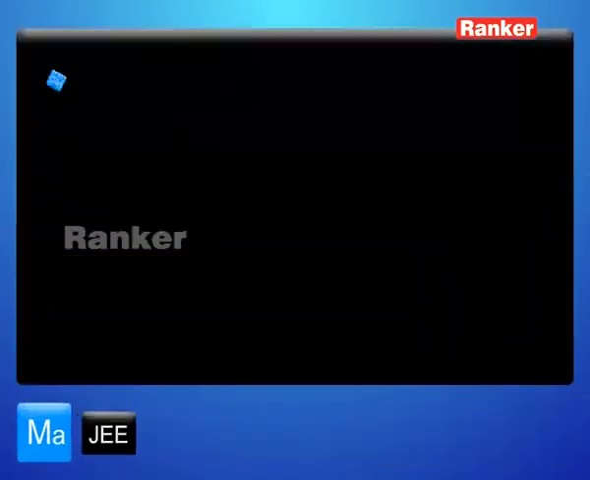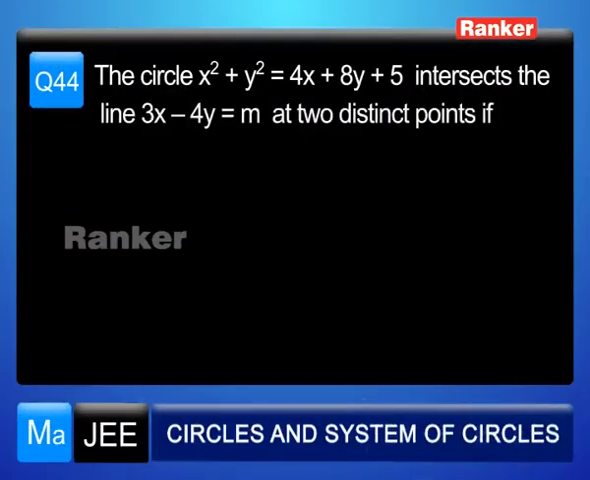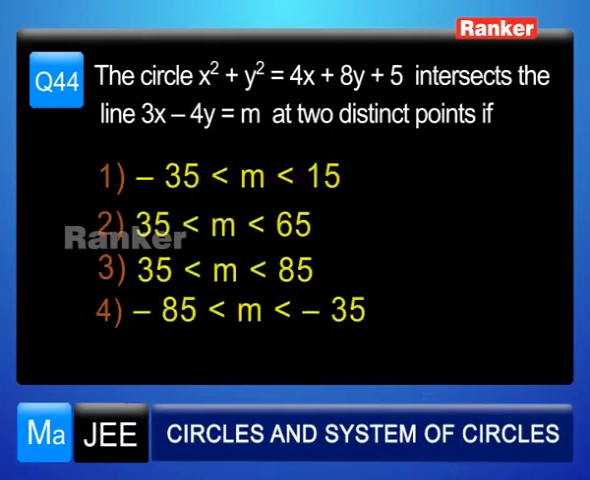Question number 44. The circle x square plus y square equal to 4x plus 8y plus 5 intersects the line 3x minus 4y equal to m at 2 distinct points if: first option, m lies between minus 35 and 15. Second option, m lies between minus 35 and 65. Third option, m lies between 35 and 85. Fourth option, m lies between minus 85 and minus 35.